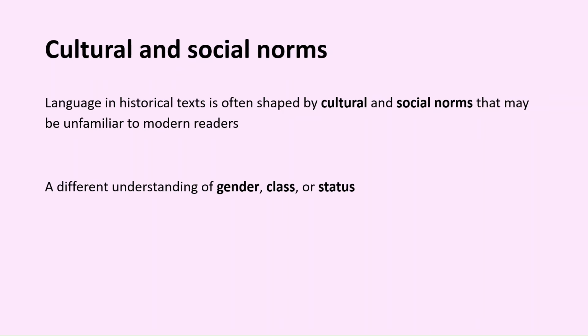You should pay attention to phrases or words that reflect a different understanding of gender, class, or status than what we have today. For example, a woman's place in society was often a topic of conversation, and ladies and gentlemen had much stricter social roles and expectations attached to them in earlier centuries. Hopefully now you have a better idea of what to look for in Section A of Paper 3.